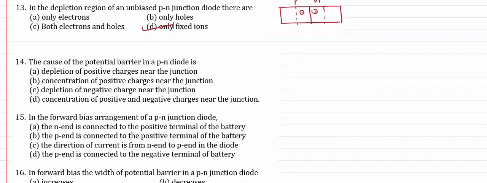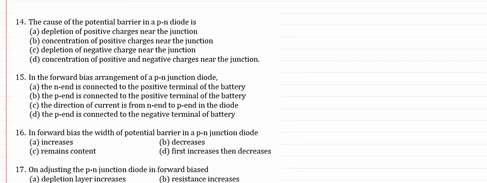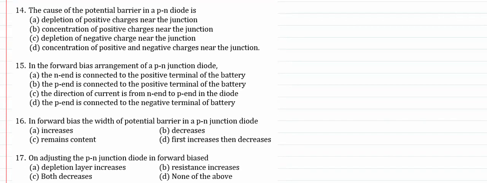14th, the cause of potential barrier in a PN junction diode is. So potential barrier around PN junction will be due to depletion of positive charges near the junction, concentration of positive charges near the junction, depletion of negative charge near the junction, concentration of positive and negative charge near the junction. So near junction you will be having both positive and negative charges. So option D is the answer.